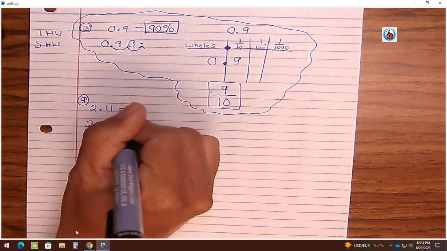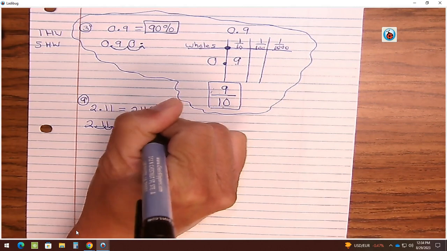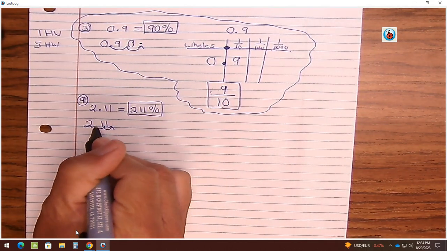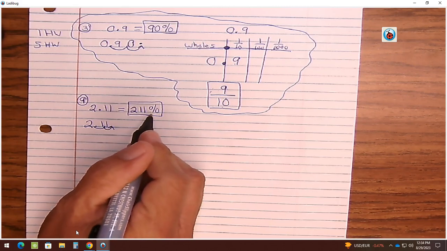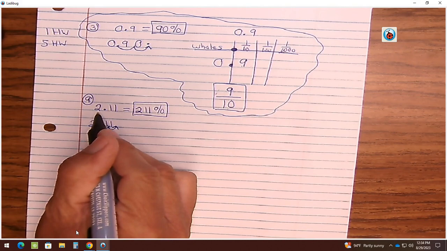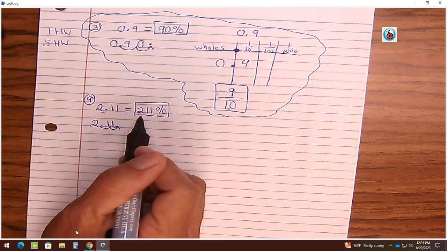So this would be 211%. So all I did again, I went 1, 2 to the right. The answer will be 211%. Done. That's from decimal to percent. Now, why did it go over 100%?